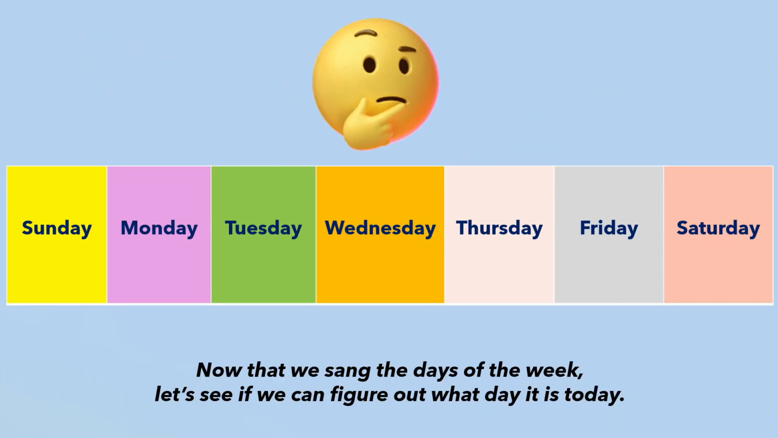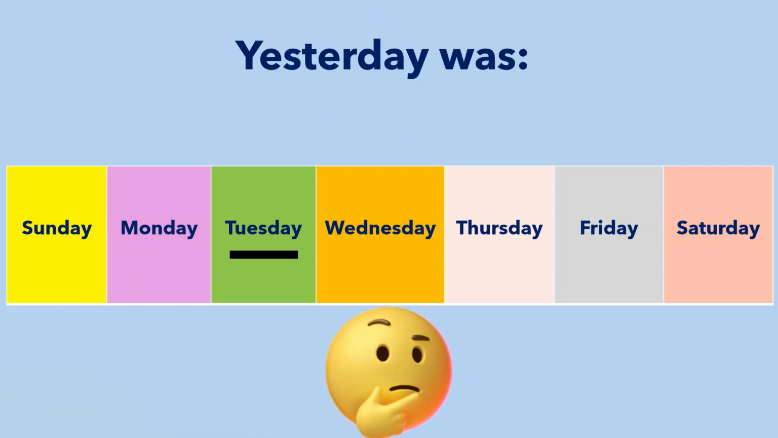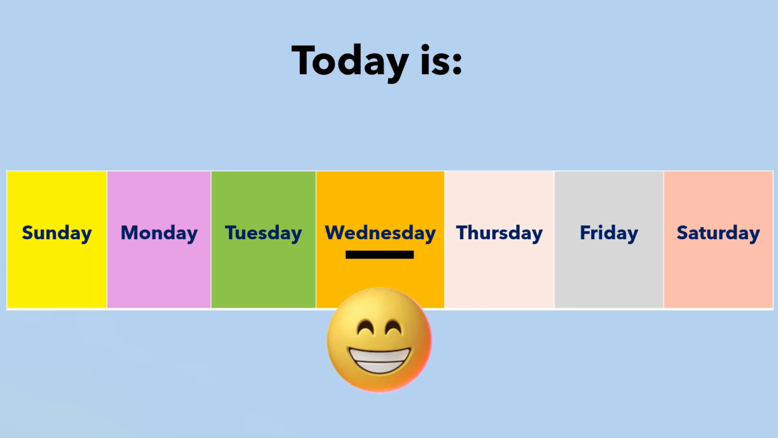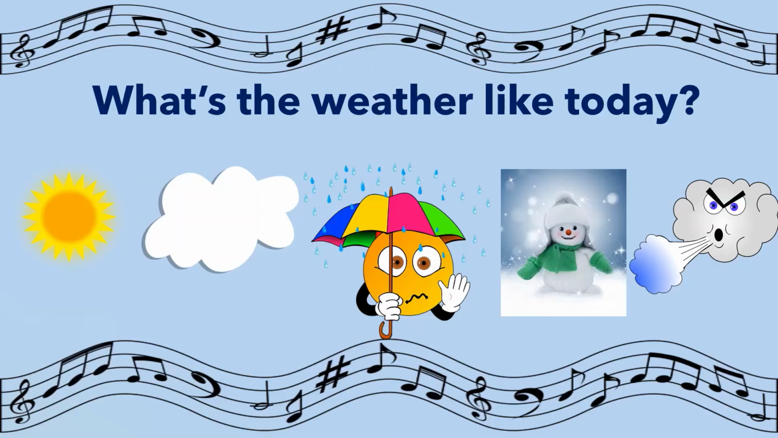Now that we sang the days of the week, let's see if we could figure out what today is. Yesterday was Tuesday. So today must be Wednesday. Today is Wednesday. Can you say Wednesday? Wednesday.